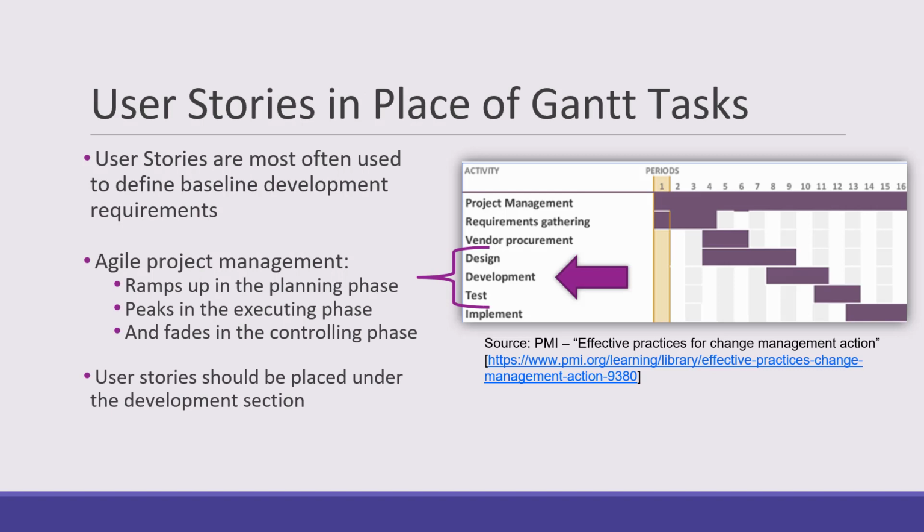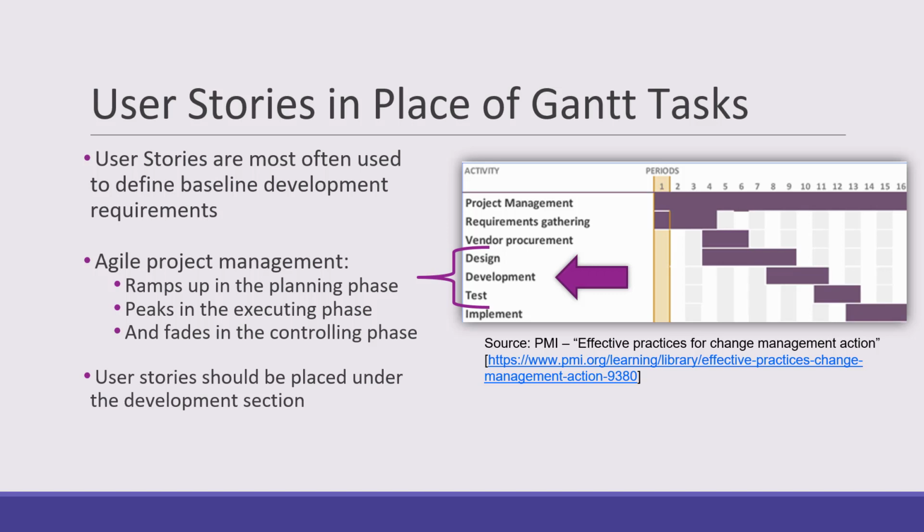Now that we've discussed using Gantt charts to create a schedule of work and reviewed the format and purpose of a user story, how do we combine those two together? User stories are most often used by development teams to provide a baseline requirement. Given that this falls in the executing phase of our hybrid project management model, user stories and agile practices in general are blended into waterfall project management across the planning phase, peaking in the executing phase, and fading a little bit in the controlling phase.